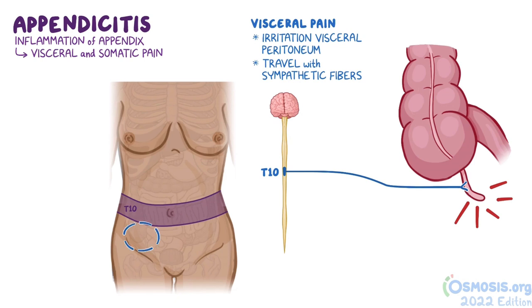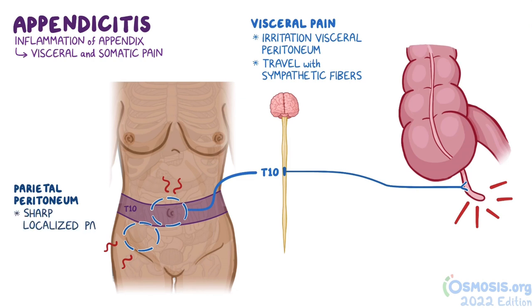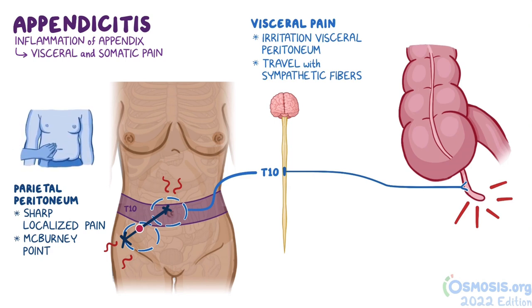As the appendix becomes more and more inflamed, it can also irritate the parietal peritoneum, causing somatic pain, specifically a sharp localized pain to the right lower quadrant over the appendix to an area classically known as McBurney point. Traveling from the umbilicus, the McBurney point is situated at 2/3 of the distance between the umbilicus to the anterior superior iliac spine, and tenderness due to palpation over this area is a classic sign of appendicitis.